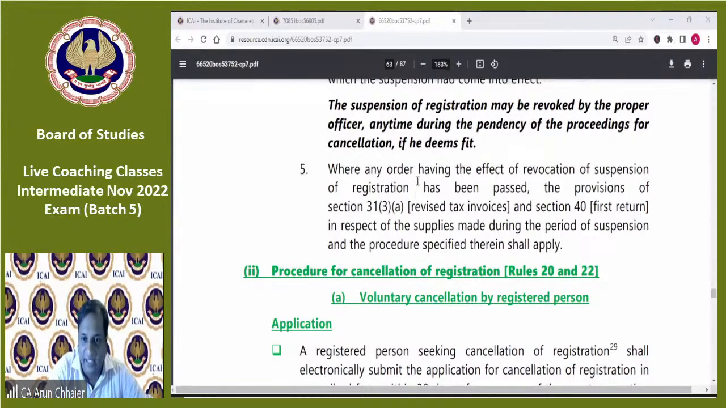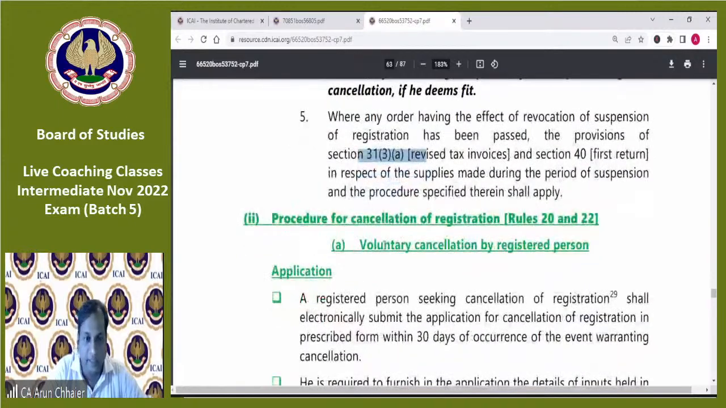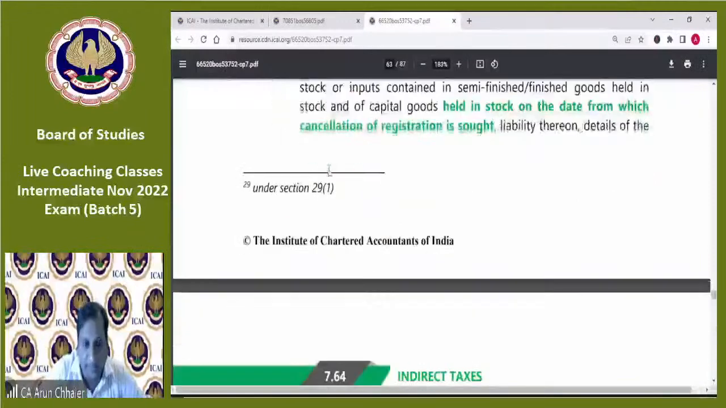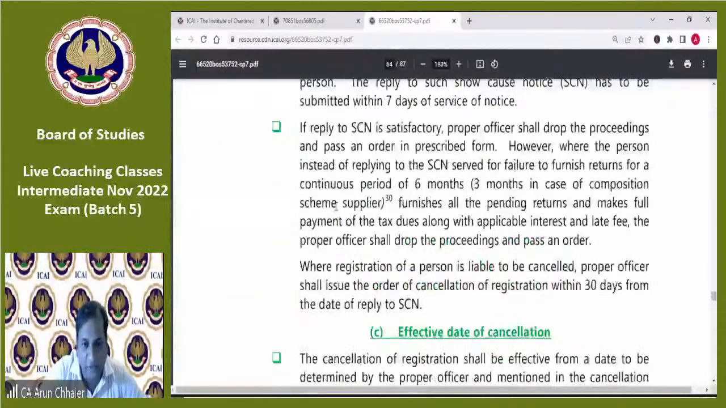Where any order having the effect of revocation of suspension has been passed, the provision of 31(3)(a), which we will discuss in the subsequent class, a revised tax invoice, and section 40 first return, we will all discuss in the subsequent chapter, shall apply. Procedure for cancellation, voluntary cancellation. So I think the chart is there. We will discuss through the chart.